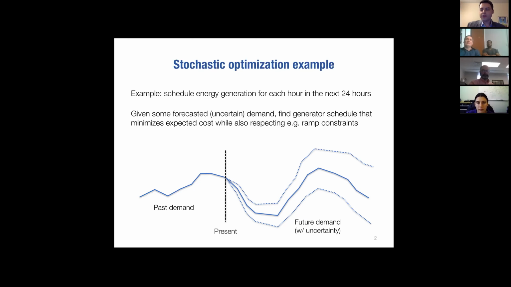And we also have things like generator constraints. So I'm going to have a ramping constraint saying the generators can't change their power too much from one time to the next. And the goal is to find a generator schedule that minimizes expected cost while also, for example, respecting ramp constraints. Where the cost here I'm intentionally being a little bit vague about, but I'll define it more formally in a second. This is the example that we use here.